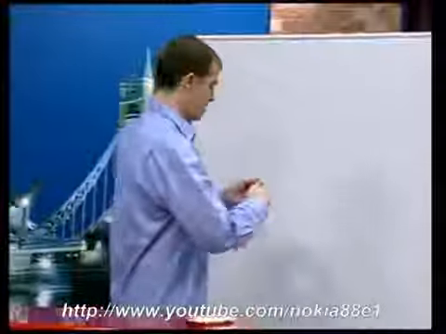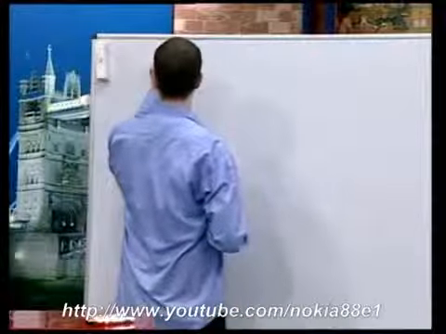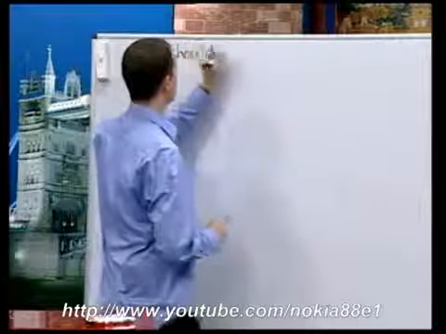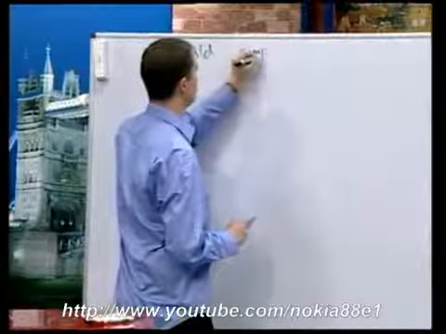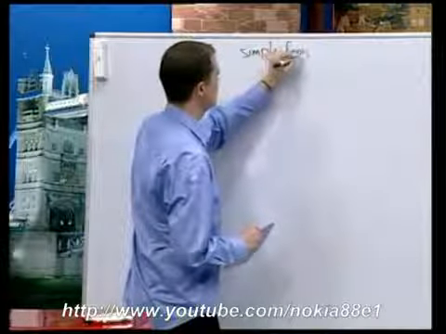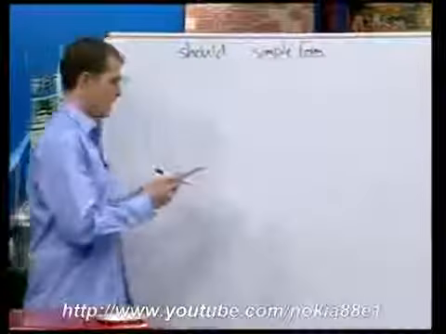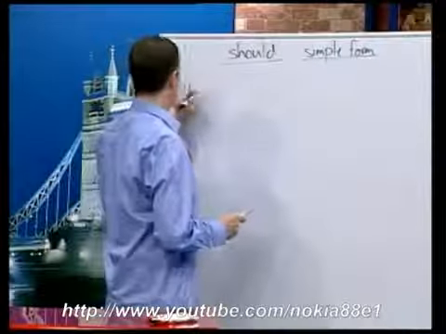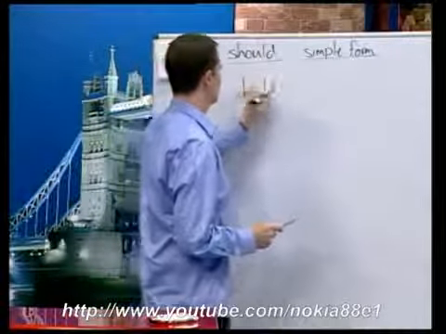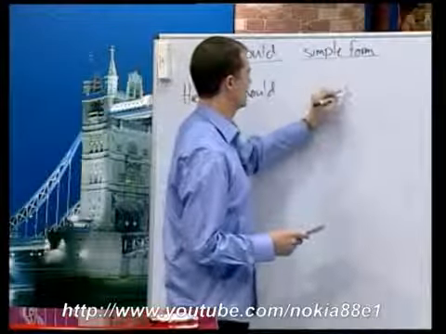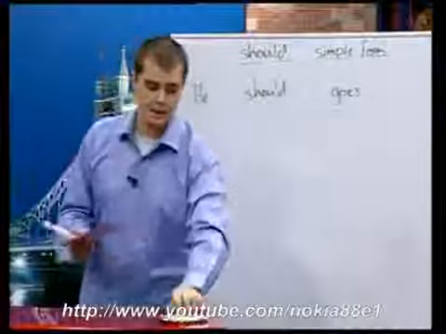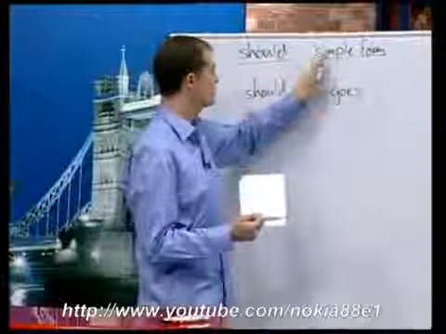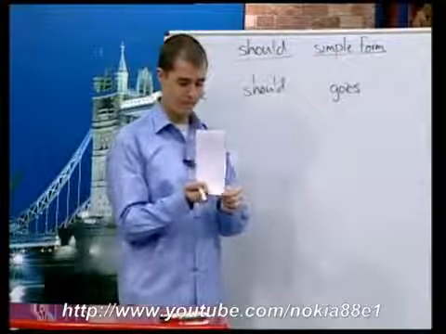Should means this is a good idea or this is good advice. Should is followed by the simple form of the verb, the same as can. We have should and simple form, just like can. So if we say he should goes, this is incorrect because it's not the simple form. He should, simple form, he should go.